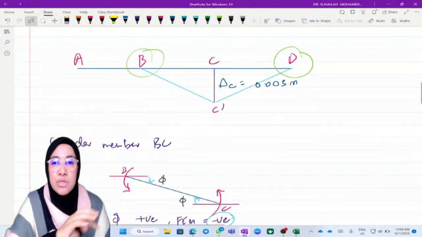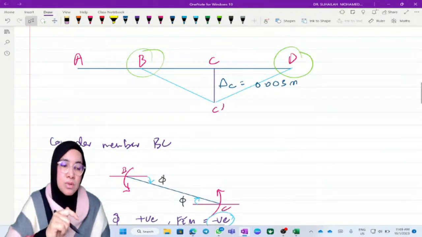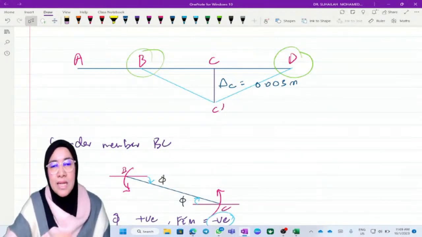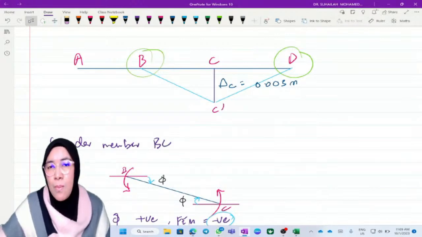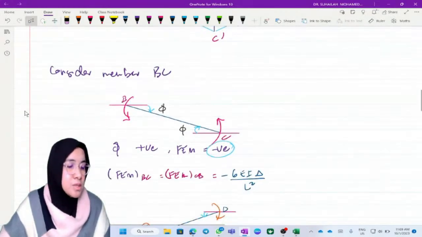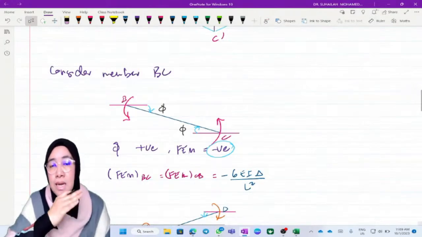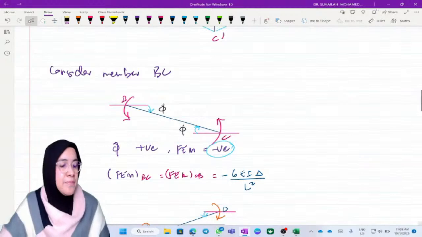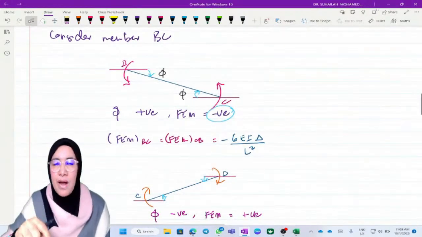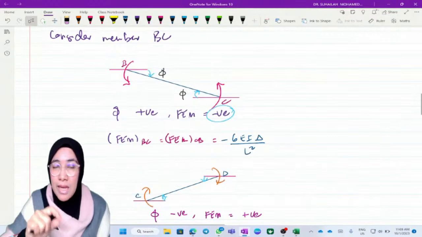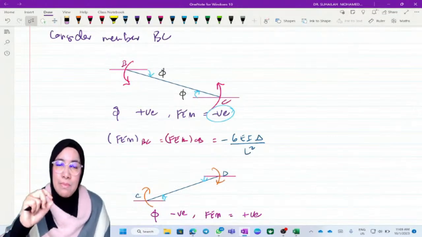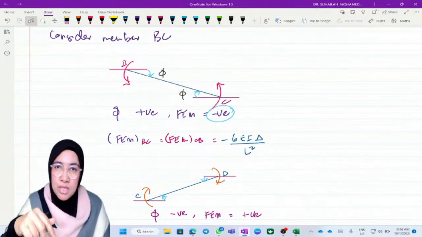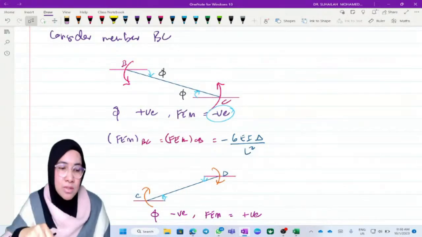So we get these two triangles. From these triangles, we identify the behavior, whether it is negative or positive FEM due to support settlement. So we consider member BC first. Member BC first, draw the beam line after settlement. Then identify the chord rotation or the angle, and the angle is measured from the original position, and the original position for a beam is horizontal.